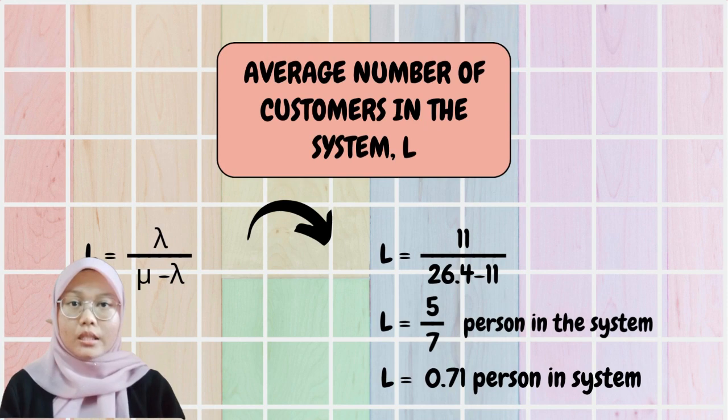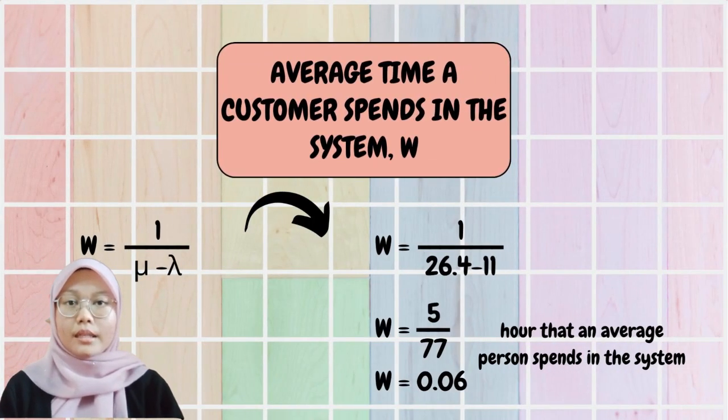The second calculation is to find the average time a customer spends in the system, or W. For W, we can use the formula W equal to 1 over mu minus lambda. So W we get 1 over 26.4 minus 11 equal to 5 over 77 hours, and in decimal point we get 0.06.